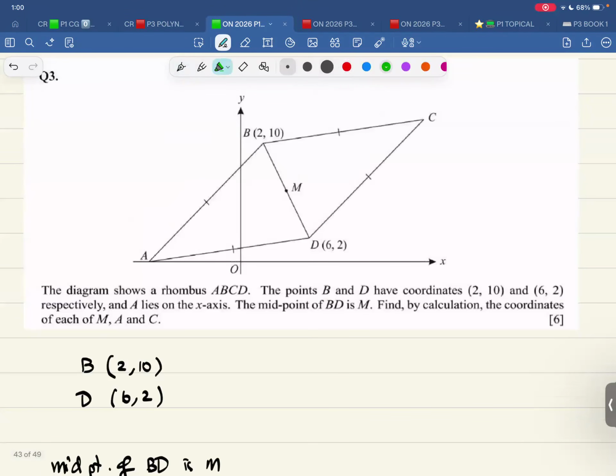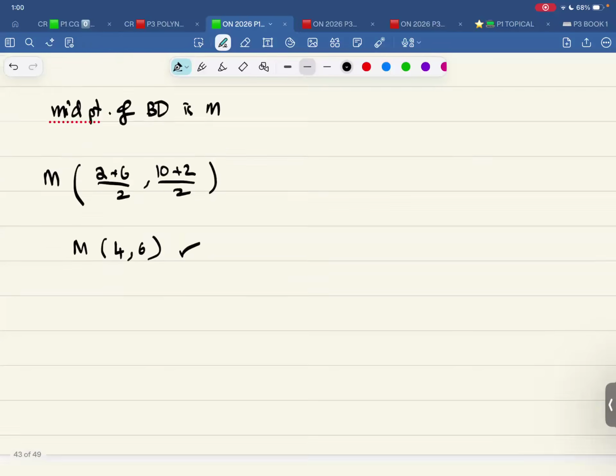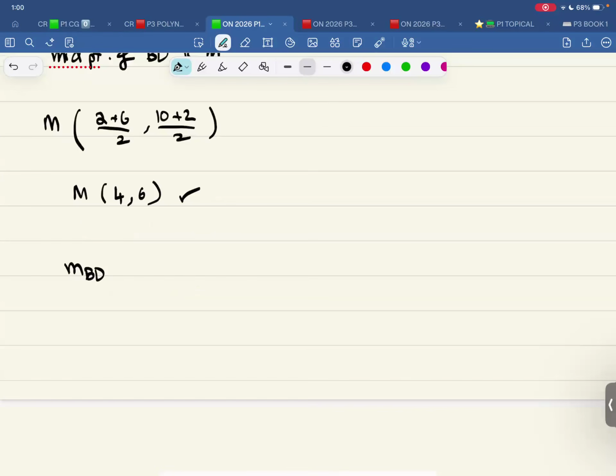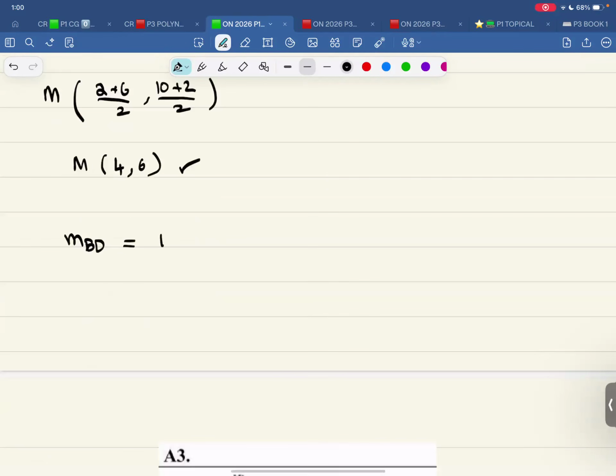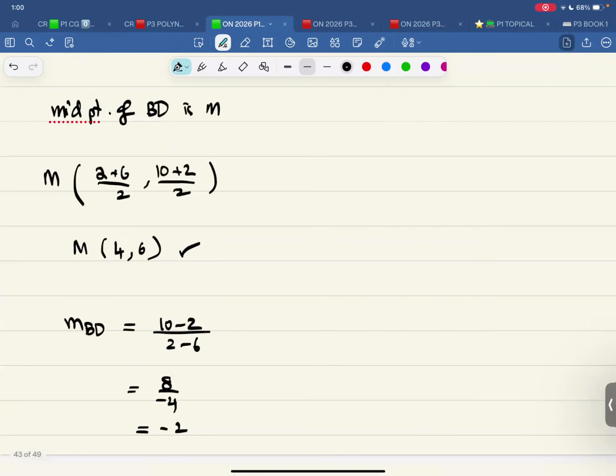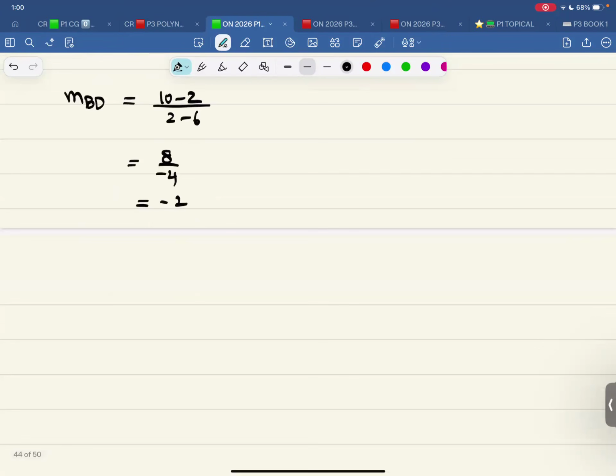Now it says A lies on the x-axis. Let me draw this line over here. This is BD, and this one is AC like this. It's actually AMC. Let me calculate the gradient of BD. Gradient of BD is (10 minus 2) over (2 minus 6), that is 8 over negative 4, which comes out to be negative 2. Therefore, the gradient of the perpendicular AMC should be positive half.